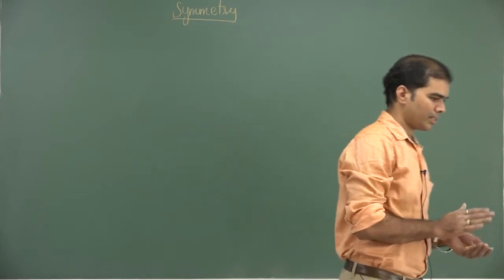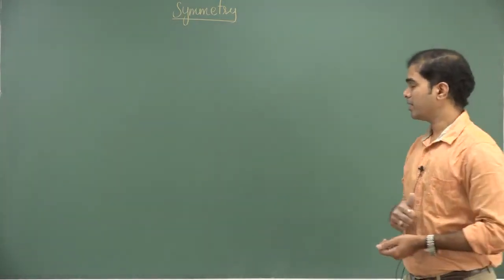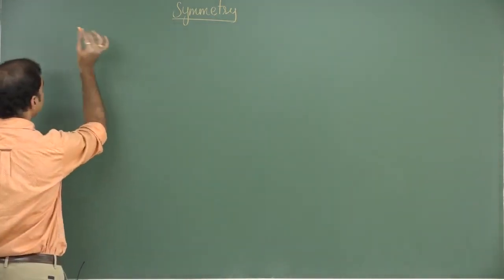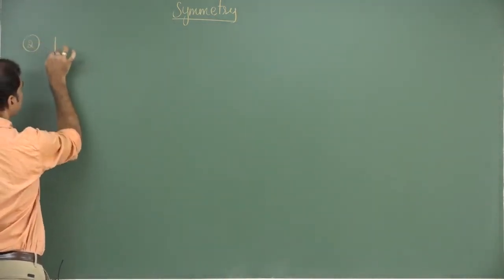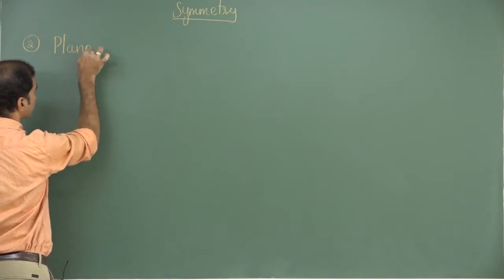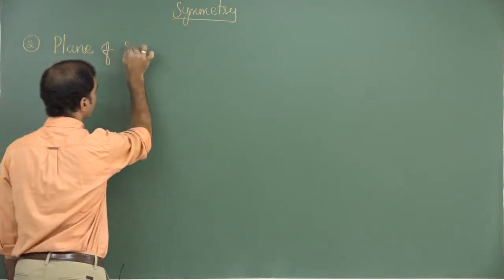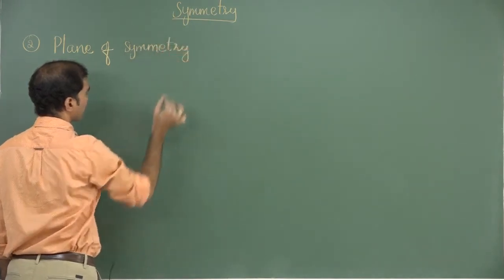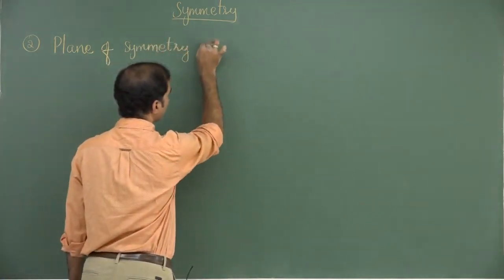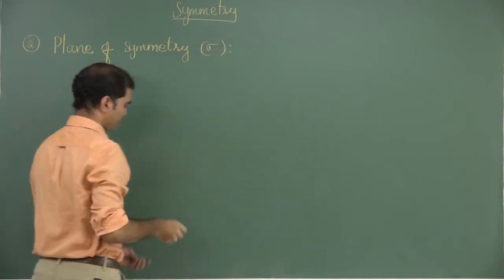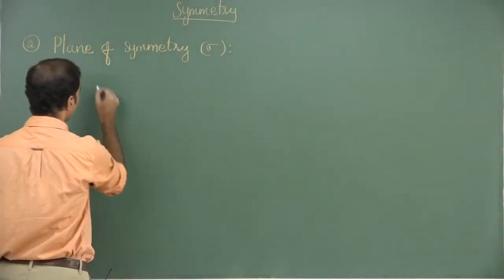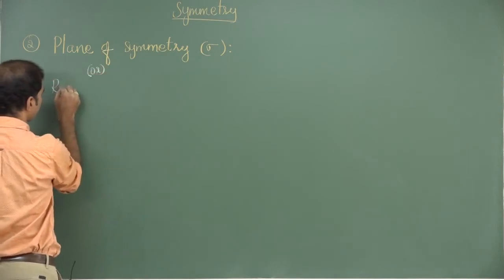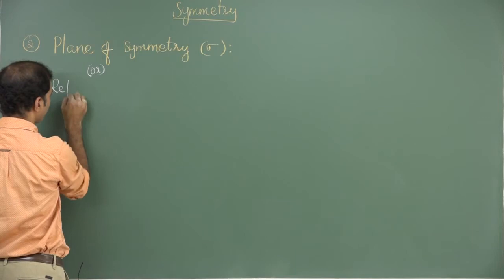How that goes, I'll just explain, because we have entered into another symmetry element called as plane of symmetry. So the second symmetry element is called plane of symmetry. This is indicated by sigma. You may also call it as a sigma symmetry.